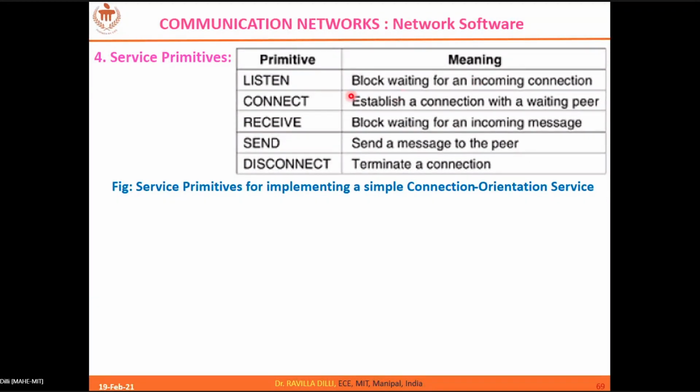Now the connect primitive. When it is executed, what will happen? It establishes the connection with a waiting peer. Who is the waiting peer here? The server. So it establishes the connection with the server.